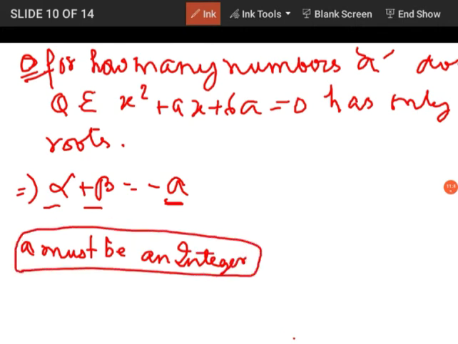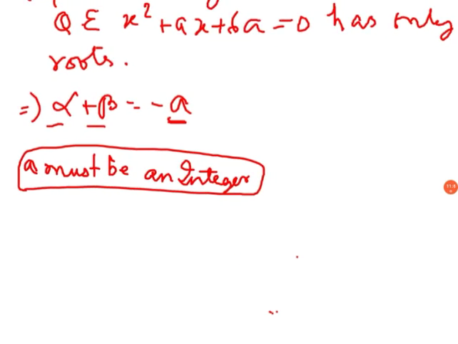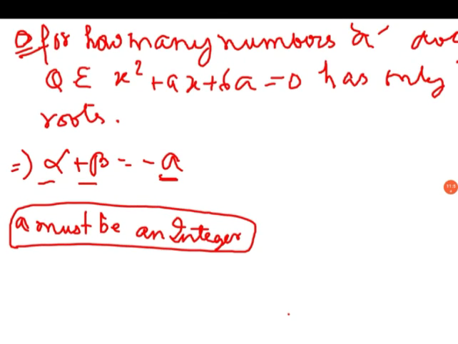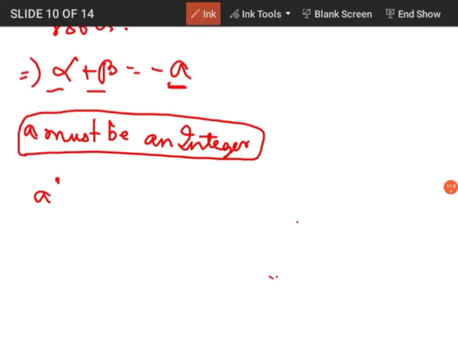must be an integer. Now what's next? Now use the concept that I taught you, that the discriminant must be a perfect square. So here the discriminant is a square minus 24a. A square minus 24a has to be some perfect square for us. Let's say perfect square of an integer.